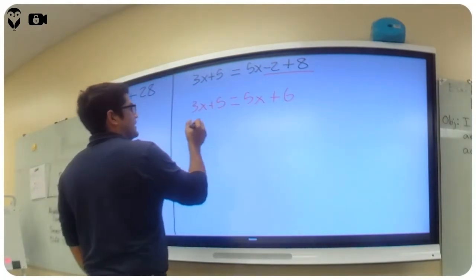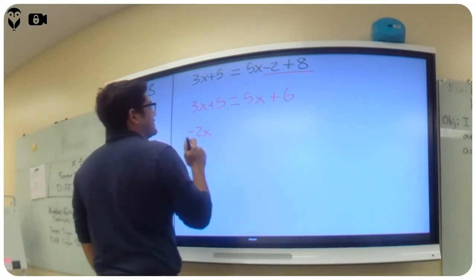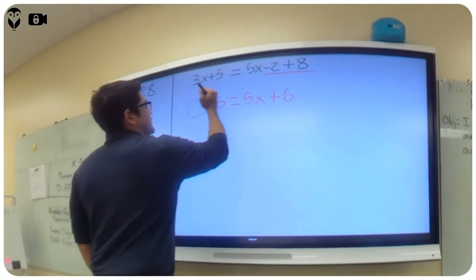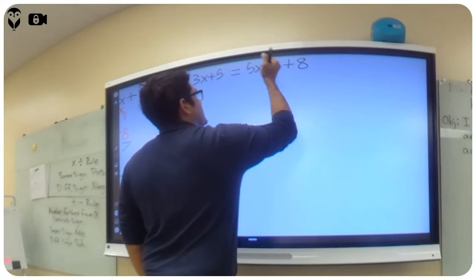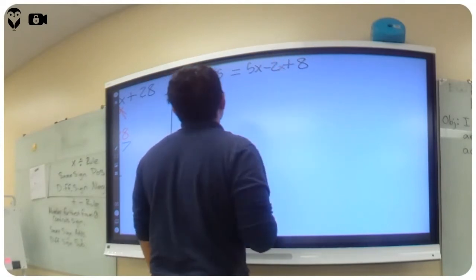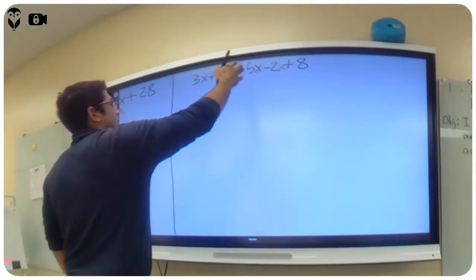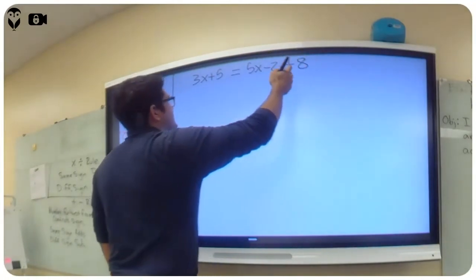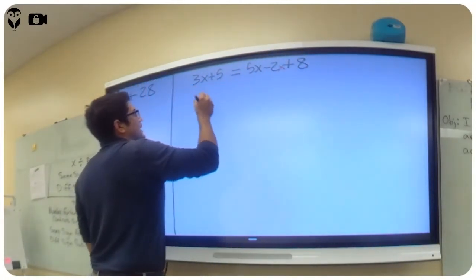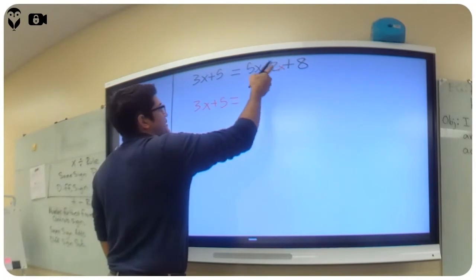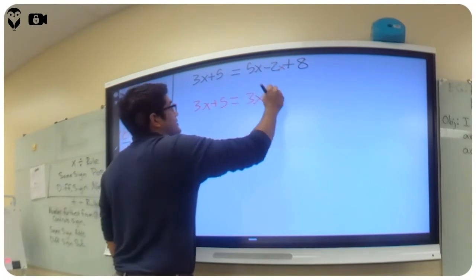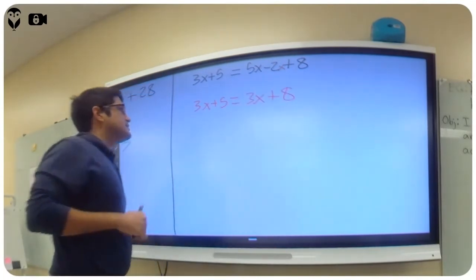We're going to be left with negative 2x. I think I wrote this problem wrong. I think there should be an x here. There it is. Okay, so 3x plus 5, and now I have 5x minus 2x plus 8. That's going to give us 3x plus 5 equals 3x plus 8. I needed an example like this.